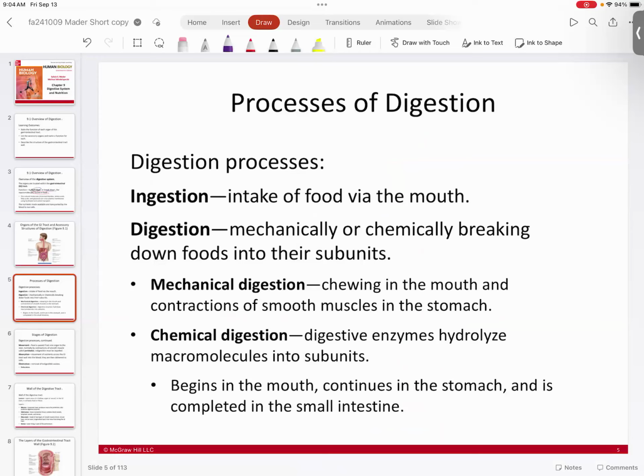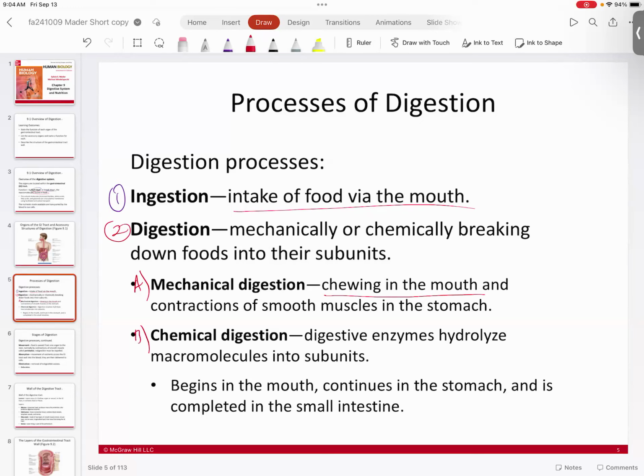So let's go ahead and take a look at some of the processes of the digestive system. The first thing that the digestive system does is ingestion. Ingestion basically is just the intake of food in the mouth. And then once you actually have food in the mouth, it's time to start digesting. Typically there are two different types of digestion. There's what's called mechanical digestion. This is the mechanical shredding and tearing of the food. So the chewing process is a type of mechanical digestion.